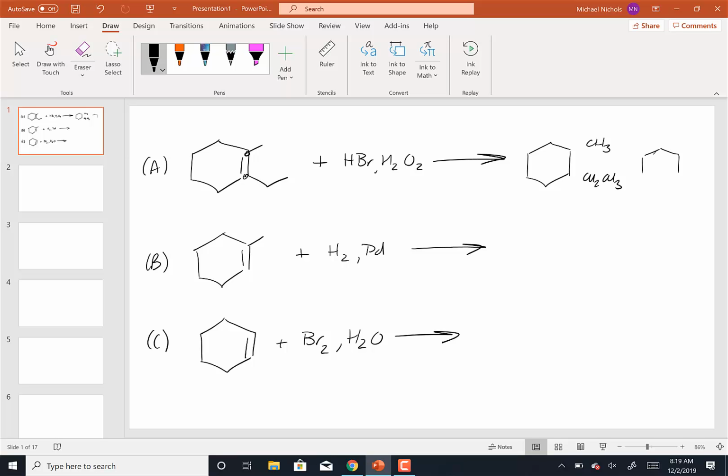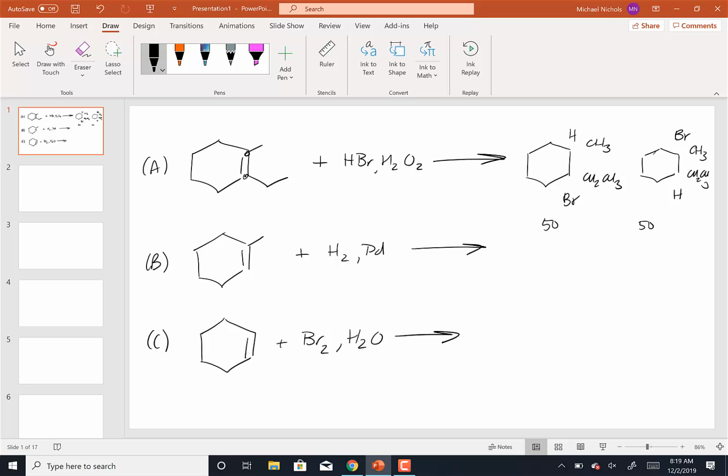That means that I'm going to have two different products. I'm going to have adding the H to the top and the Br to the bottom, and adding the Br to the top and the H to the bottom, because there is no Markovnikov product. There is no major product in this case. This is then going to be 50-50.